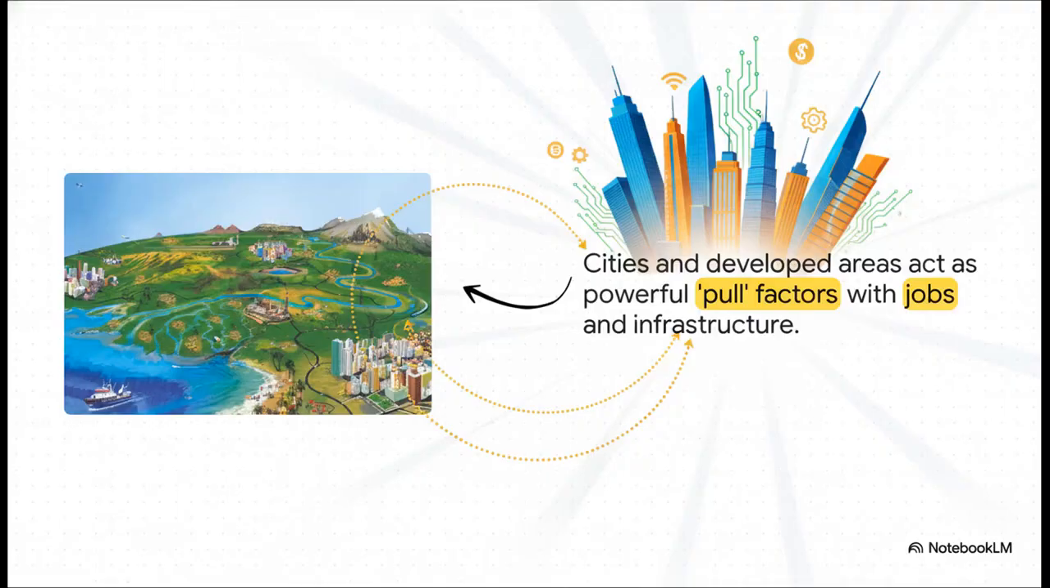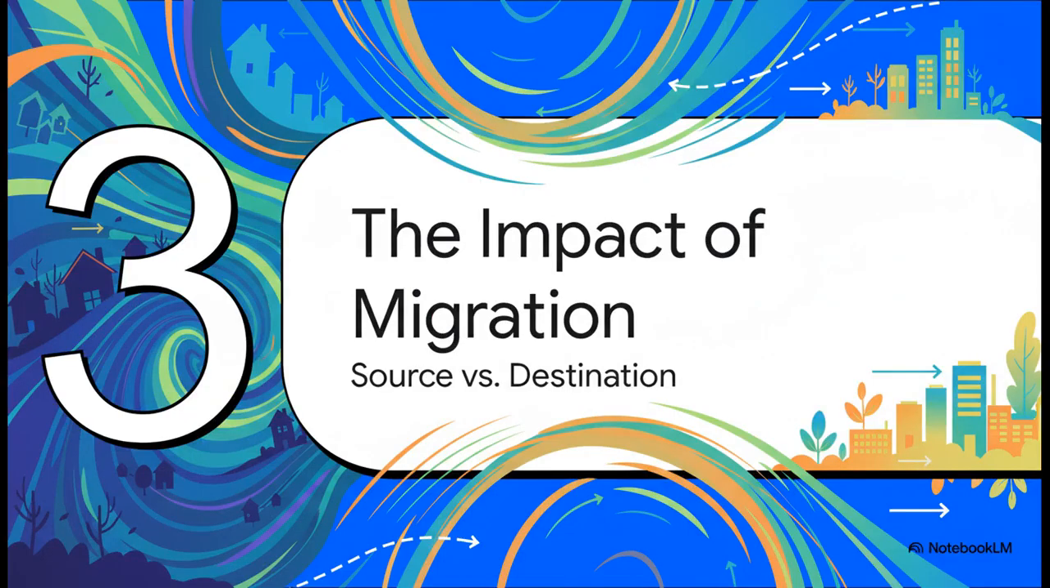Simple as that. And this image right here, this is a fantastic illustration of those pull factors in action. Just look at the contrast. You see these vibrant, bustling cities with all their industry and opportunity. They're practically screaming, "Come here for a better job." These developed areas act like giant magnets, exerting a powerful pull on people from surrounding areas who are hoping for a better life. Let's move on to our final section, the impact of migration.